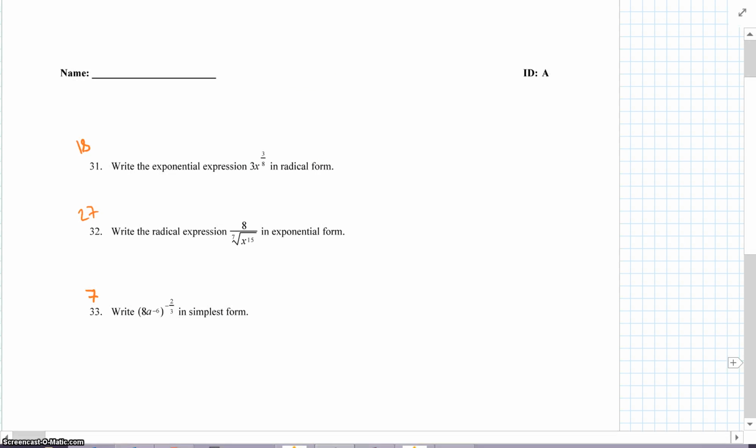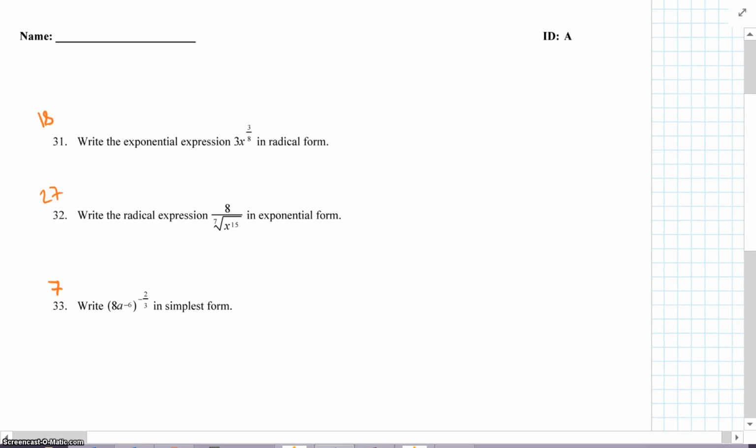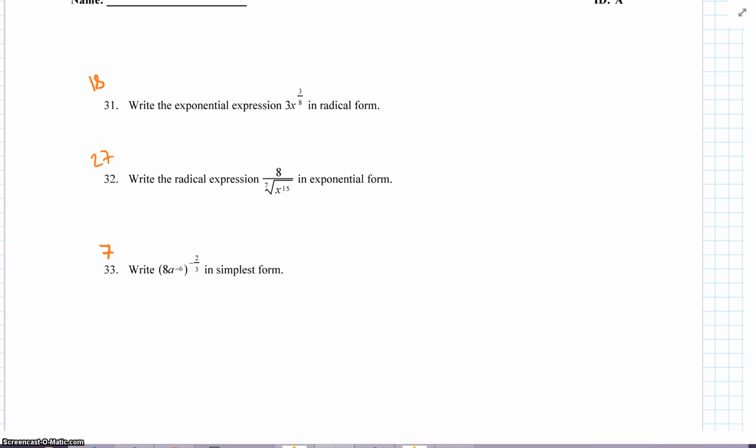All right, let's turn the page. Number 18 on test ID B. Number 31 on test A. All right. Quick show of hands, raise your hand if you missed this one because you put this answer, the 8th root of 3x cubed. That is wrong.